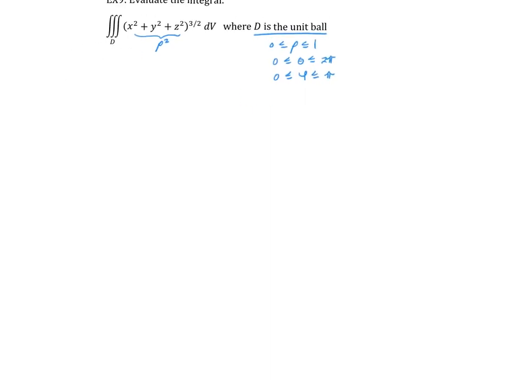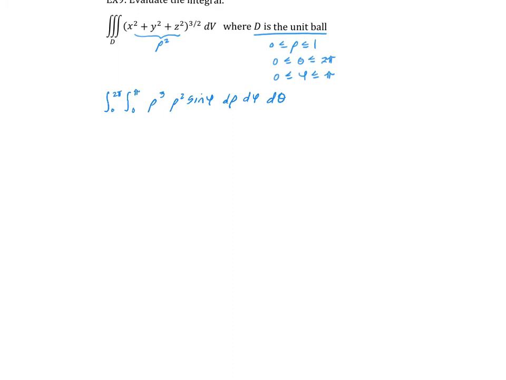Setting up my integral, theta on the outside, 0 to 2 pi, phi 0 to pi. This rho squared to the 3/2 is just going to be rho to the 3rd. But remember, we're switching to spherical, so I have to add in the rho squared sine phi. And then we do d rho, d phi, d theta.